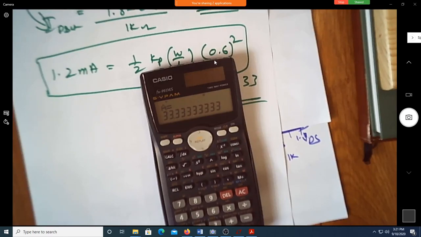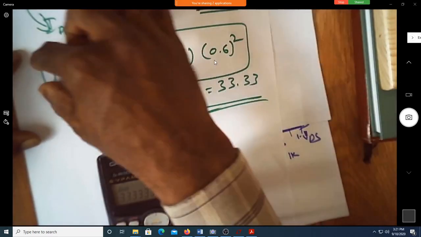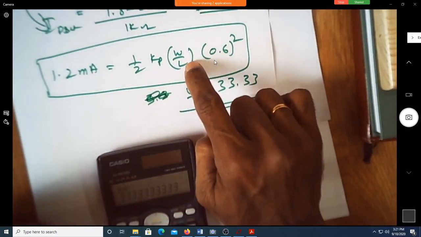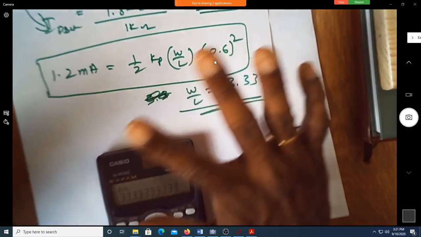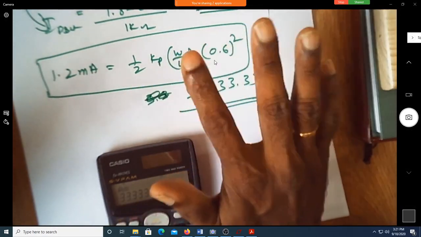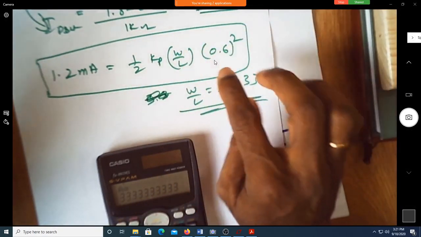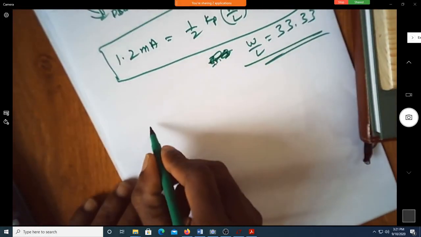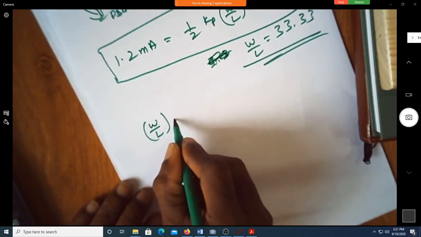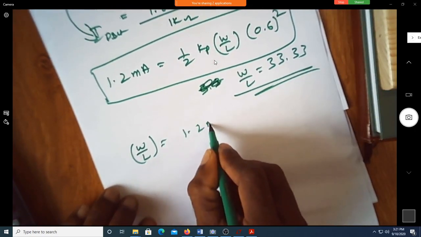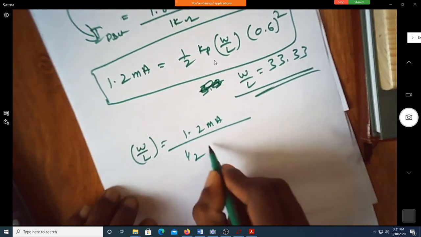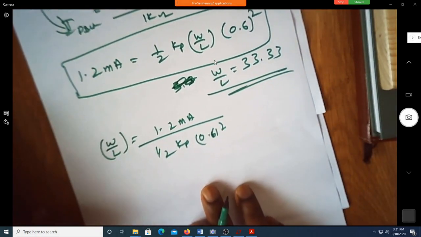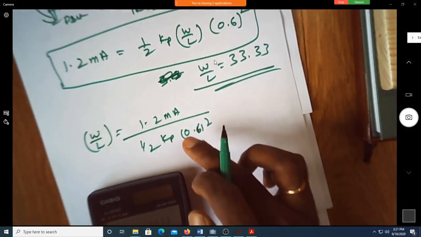So it is so easy. Given an equation, you substitute the equation as it is. If there is an unknown parameter anywhere in your equation, don't rearrange the equation. Usually what you do in your math class is W by L is equal to 1.2 milliampere divided by half into Kp 0.6 whole square. You do, no? Am I correct?